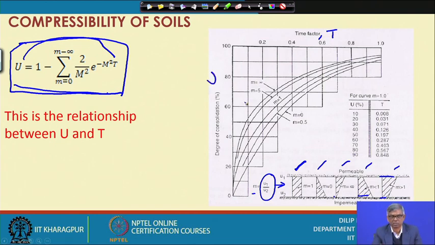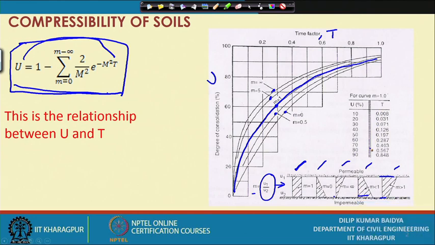The T versus U plot was developed by mathematical solution and finally plotted, and this is given for different values of m: 0, 0.5, 1, 5, and infinity. But we will be working with 1. So, this is the T versus U curve corresponding to m equal to 1. We will work with that, and if you read the values and plot them graphically, you can see there are certain values of U versus T, which I will show in the next slide also.